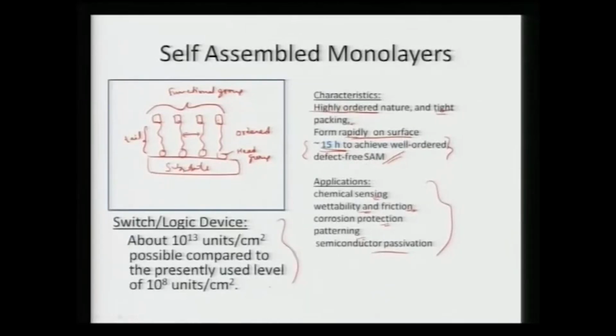For switch or logic devices we need many functional units on the surface. Currently we have around 10 to the power 8 units per centimeter square area, and depending on the conformation it can go as dense as 10 to the power 13 units per centimeter square. So, we have a possibility of increasing the density of these functional chains by a factor of 10 to the power 5, or 1 lakh times, to impart much more functionality to logic devices or switch devices.